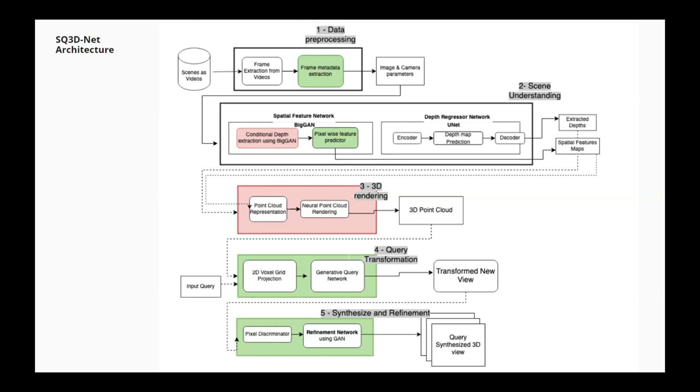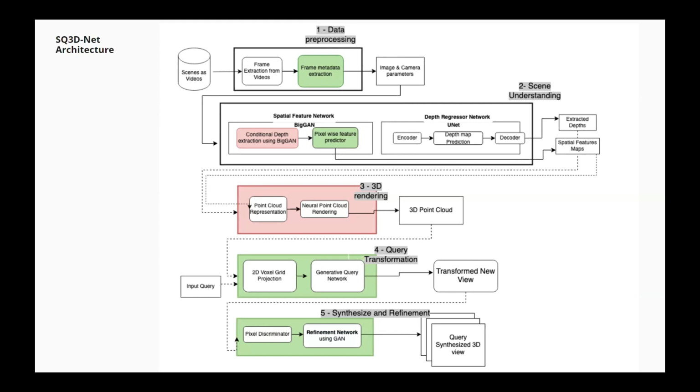These are extracted here. And then all these features are mapped into our renderer, where the 3D point cloud is generated. And in the 4th module is where we give our input query. Input query is like turn right, turn left, turn back, come backward. So that is our query. Based on our input query, the previously generated 3D point cloud is again fed into our GQN, the generative query network, and we get our transformed new view.